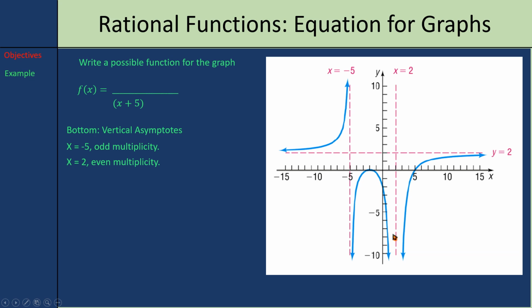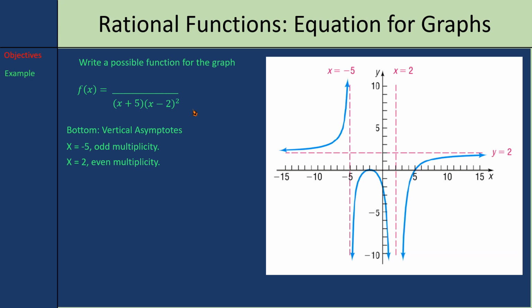And then my other vertical asymptote is x is equal to 2, even multiplicity, because the graph on both sides of it goes the same way, right? See the vertical asymptote here? The graph goes the same way on both sides of it. So that's even multiplicity. So I have x minus 2 squared because even multiplicity. Now I got the bottom.